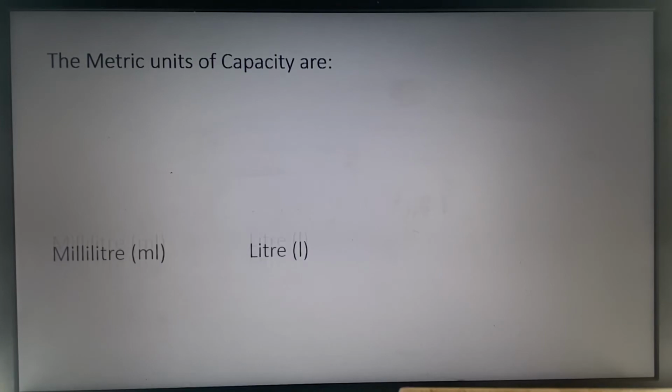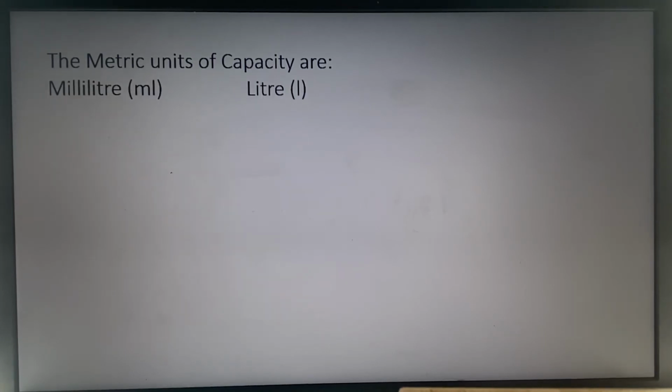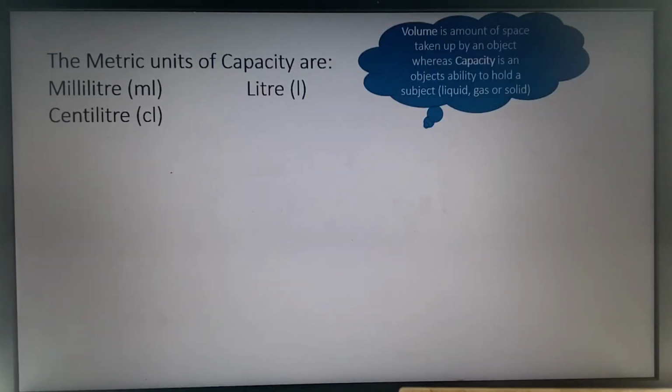Capacity, we are thinking about liquid and gas volume essentially. So millilitre and litre and centilitre. Now, the difference between volume and capacity is that volume is the amount of space taken up by an object, whereas capacity is the object's ability to hold something like liquid, gas or solid. And we can convert between what we think of as solid volume into liquid volume. It is more our capacity. So that's the way that we are going to approach it.